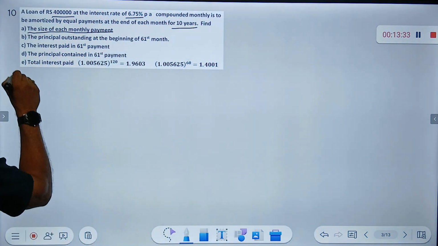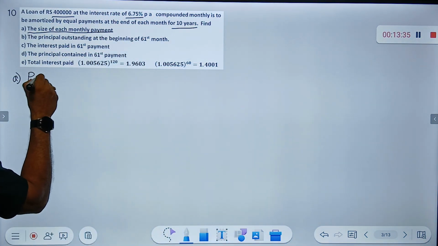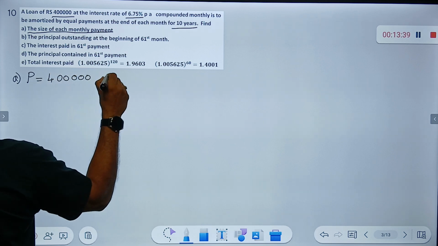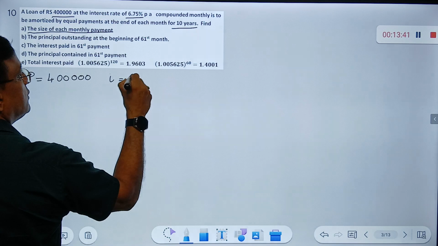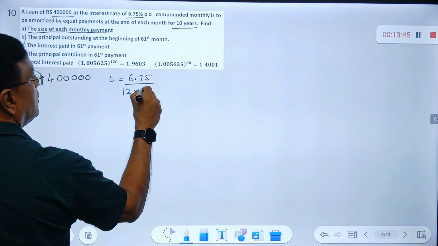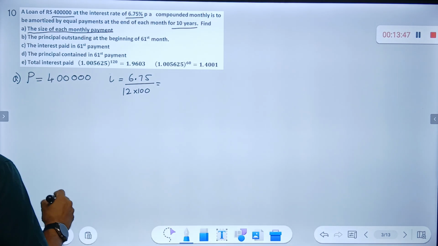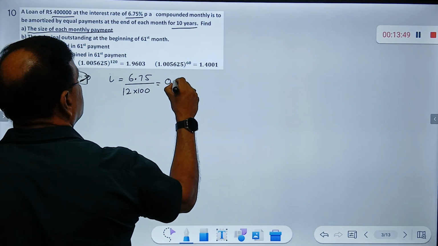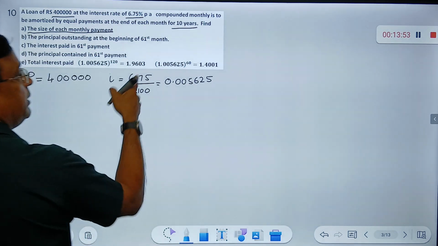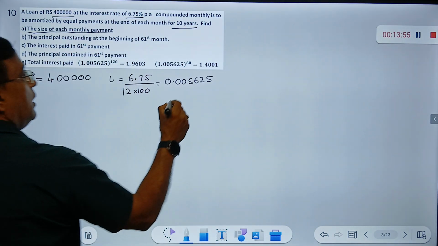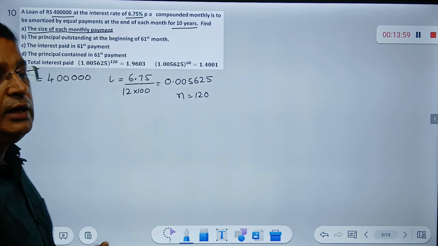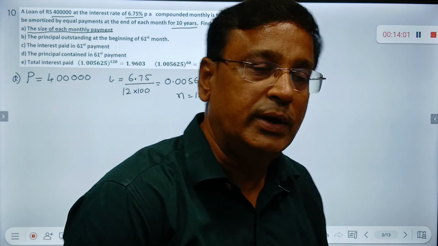So first subdivision, what is my principal? My principal is 4 lakhs. What is my rate of interest? 6.75 divided by 12 into 100. When I do this, I think I get 0.005625. You can divide it and see. Divide by 12 first, then divide by 100. And of course, N is 120. Why is it 120? It's for 10 years into 12 months, that is 120.